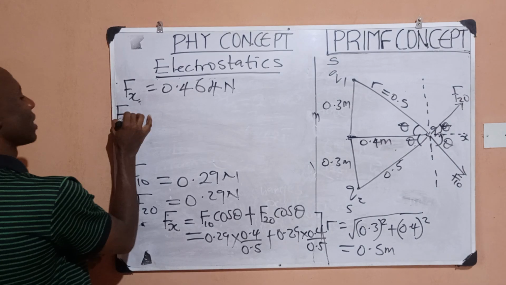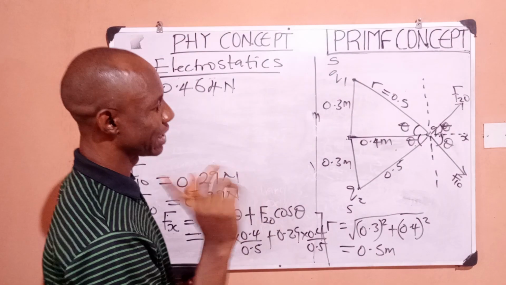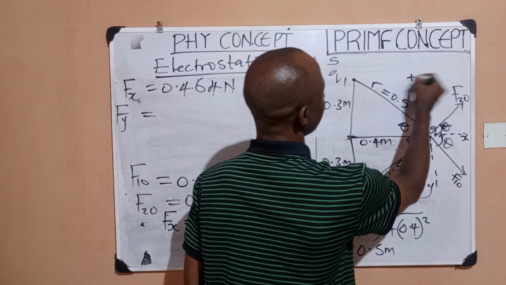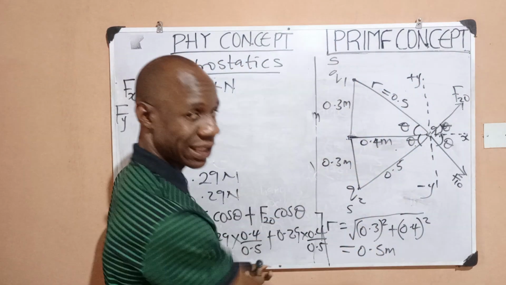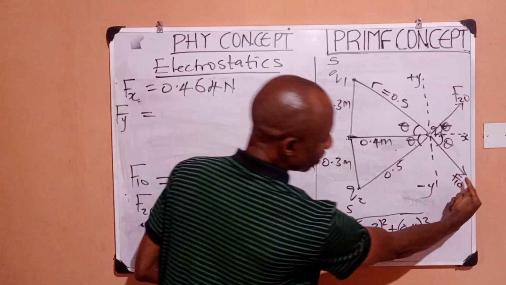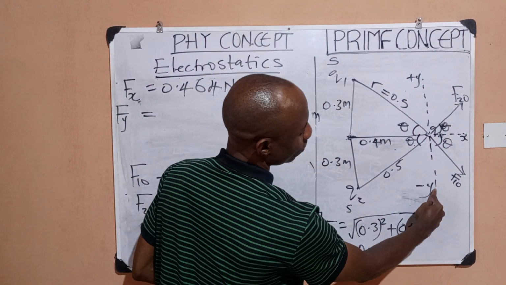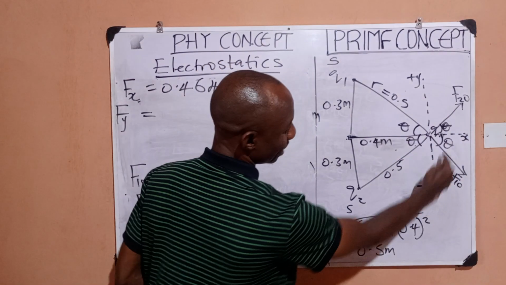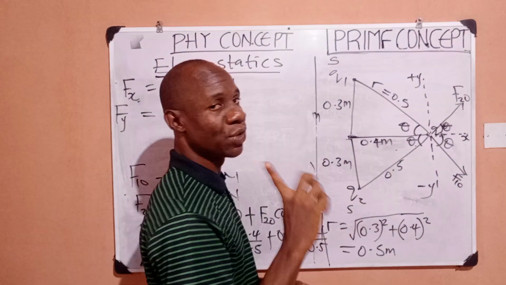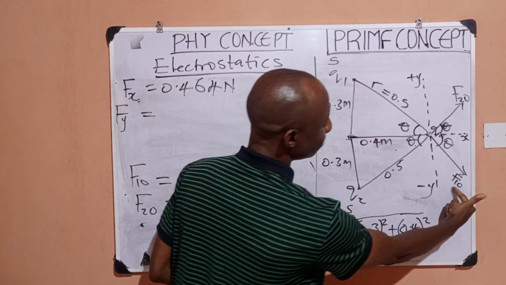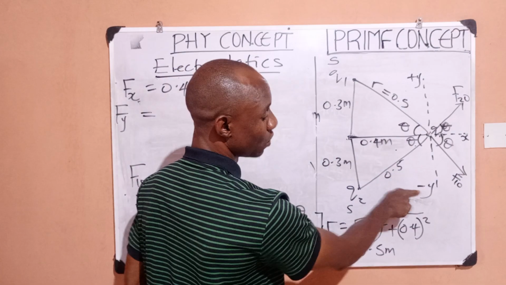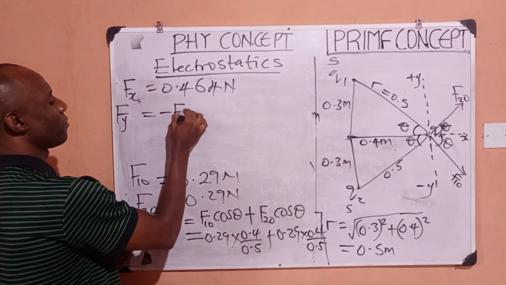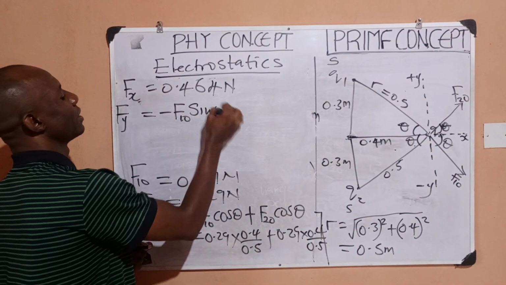Then the next thing I want to get is Fy. I'll be resolving along the y-axis. This is negative y, and this is positive y. So anything pointing down will be pointing to negative. If I drag this force to the y-axis, what am I doing to this angle? I'm opening the angle, because when you're dragging this down, the angle is increasing. So I'll be using sine. And remember, when you bring this down, it's pointing down, which is negative. So I would have negative F10 sine theta.